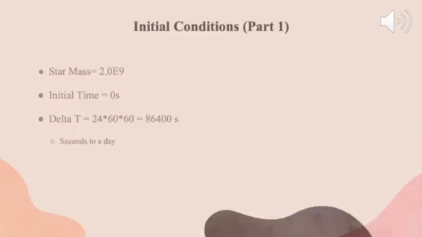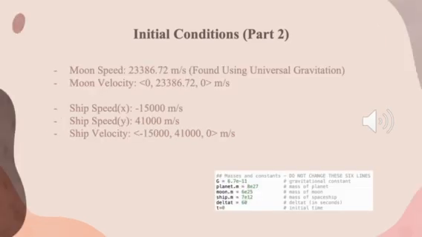The initial conditions for Part 1 were that the star's mass was 2.0 times 10 to the 9th kilograms. The time that this experiment started out was 0 seconds, and the delta t was as follows. This is the amount of seconds in a day. The initial conditions for Part 2 were also found. These were found based on values given.